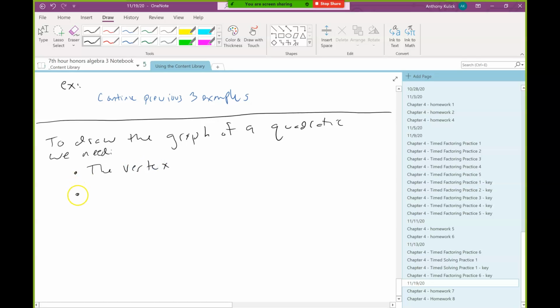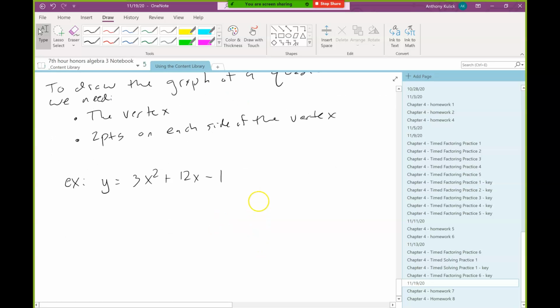So if we want to draw the graph of a quadratic, we need the vertex. And then we're going to need 2 points on each side of the vertex. So let's just do a little example here. Let's say we're going to graph y equals 3x squared plus 12x minus 1.